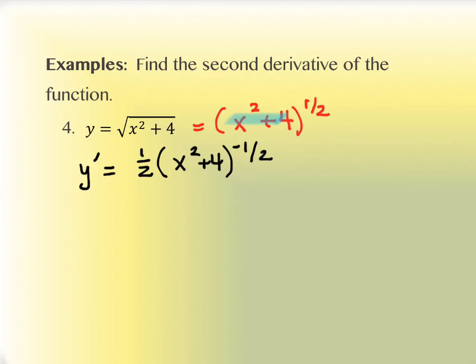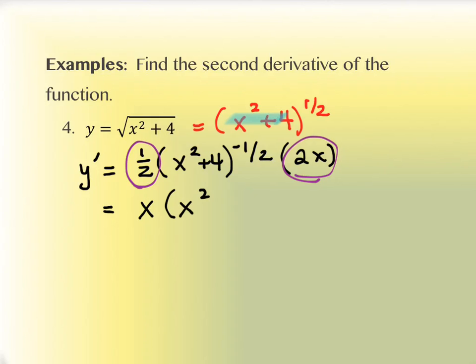Perfect. And then I need the derivative of the inside. So what's the derivative of the x squared plus 4 part? That's 2x. Can you combine something? Yeah? The 1/2 and the 2x. How will those combine? 1x. Yeah, just 1x or x.